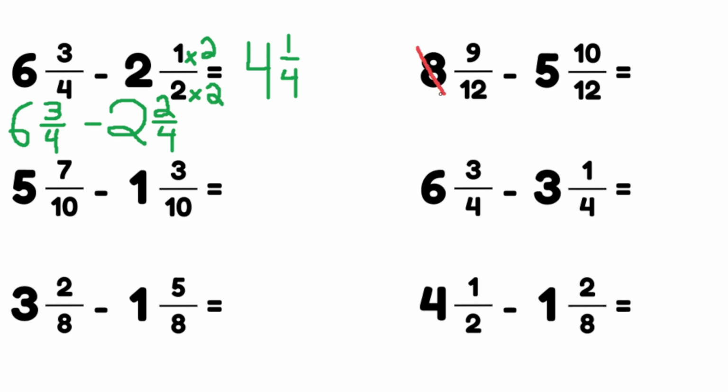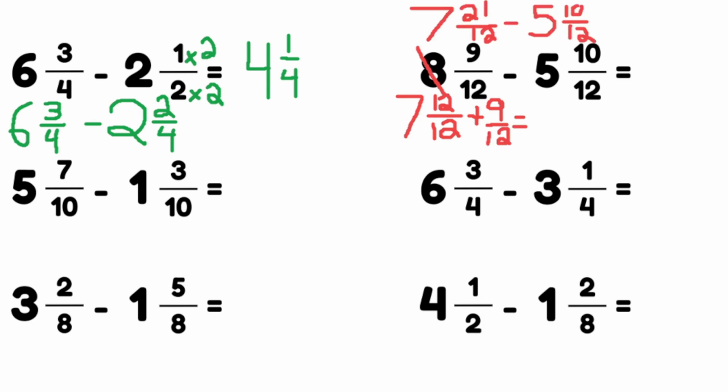I'm going to break apart my 8 into 7 because I'm borrowing 1 whole, 7 and 12/12. So that 1 whole that I borrowed is going to become 12/12 plus the 9/12 that I already have here. So it's 7 and 12/12 plus 9/12. So I broke apart my 8 into 7 and 12/12 plus the 9/12 that I already had. And I had to write it up here because I was running out of space. But 7 and 12/12 plus 9/12 gives me 7 and 21/12.